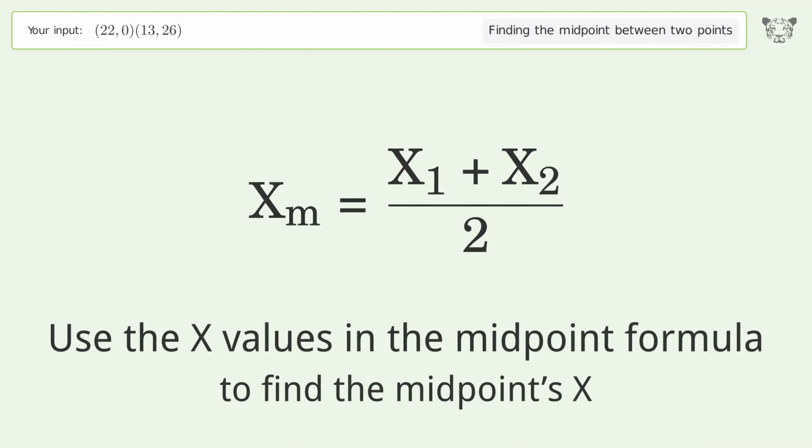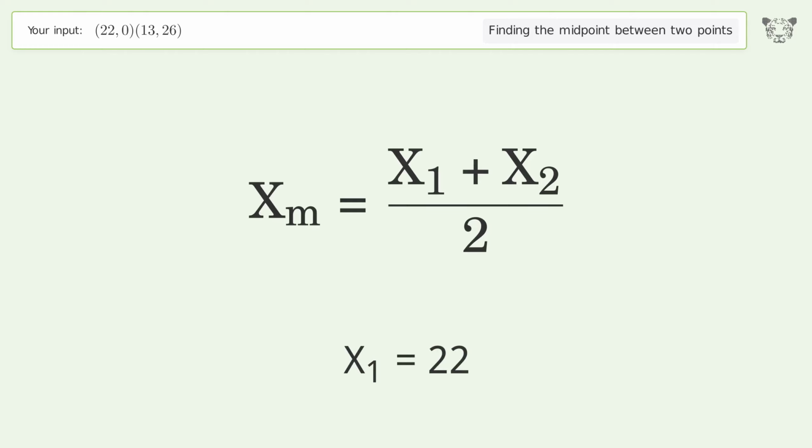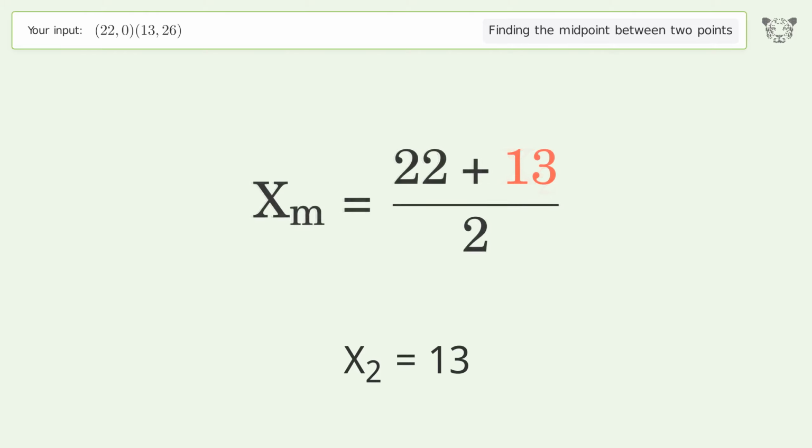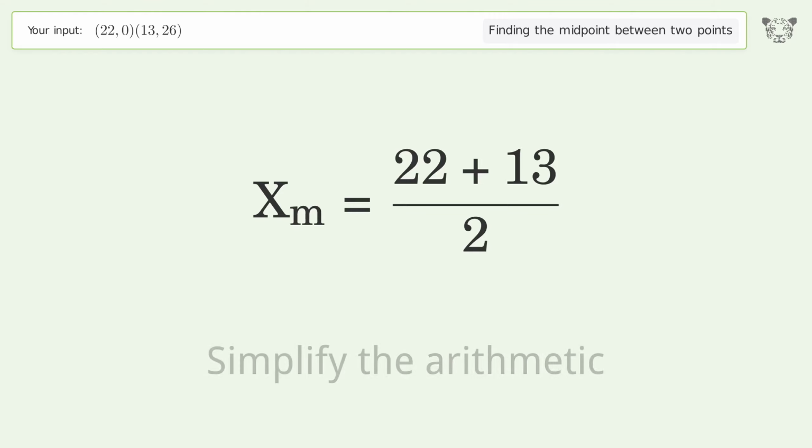Use the x values in the midpoint formula to find the midpoint's x. x1 equals 22. x2 equals 13. Simplify the arithmetic.